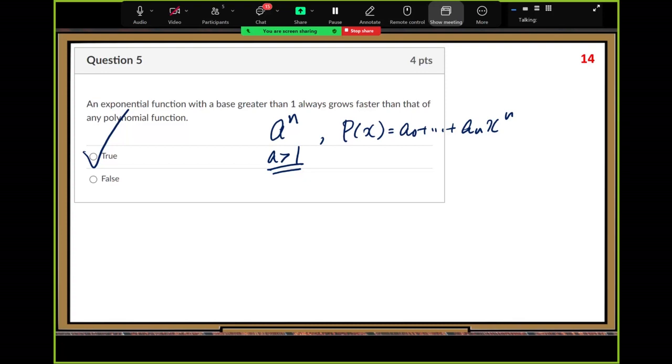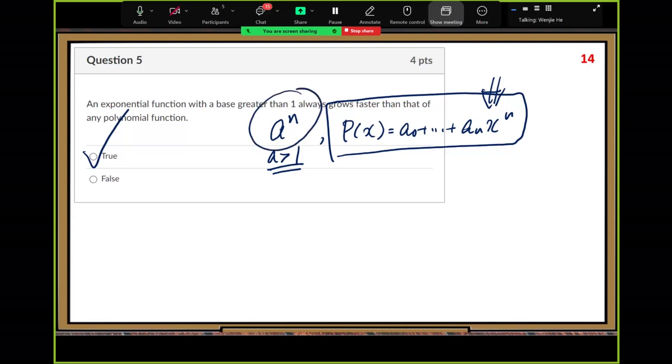Actually, in class we didn't consider the general polynomial. We considered a monomial, the highest term. But the highest term is actually the dominant term, right? So it's enough to show that the dominant term is still dominated by the exponential function. So it's good enough.